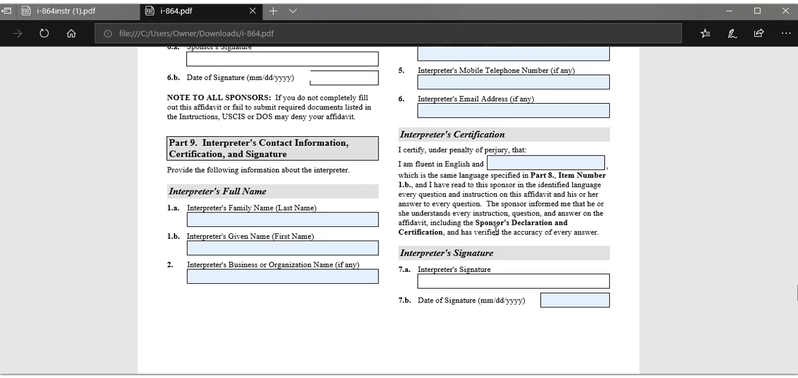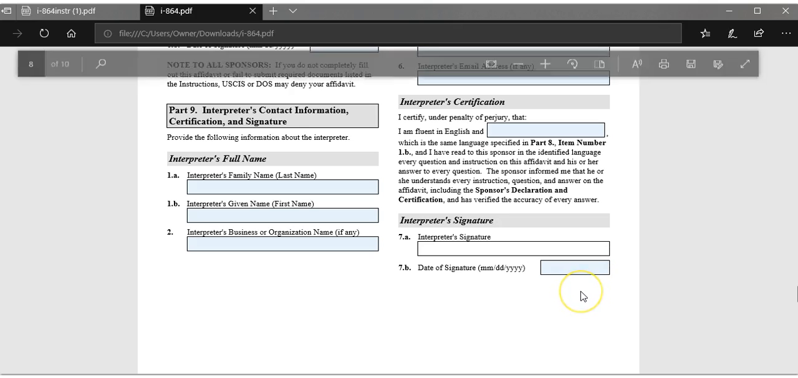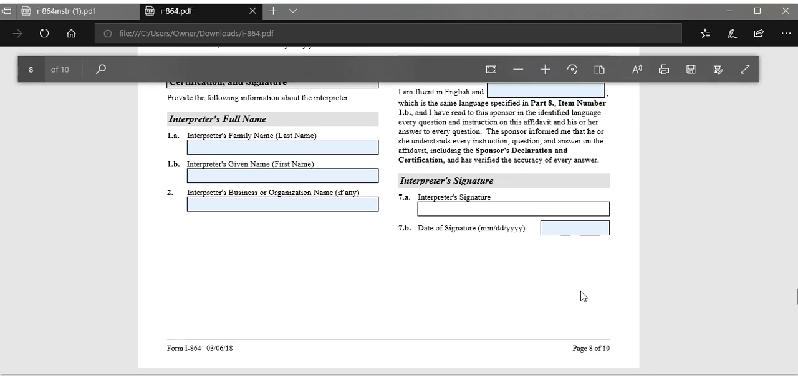Interpreter's certification. I certify under penalty of perjury that I am fluent in English and what other language? Write it down. And here that person has to sign and date. Sign and date it.